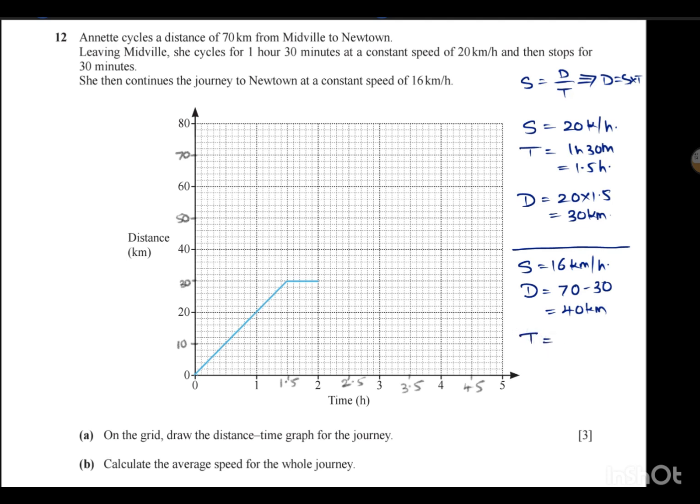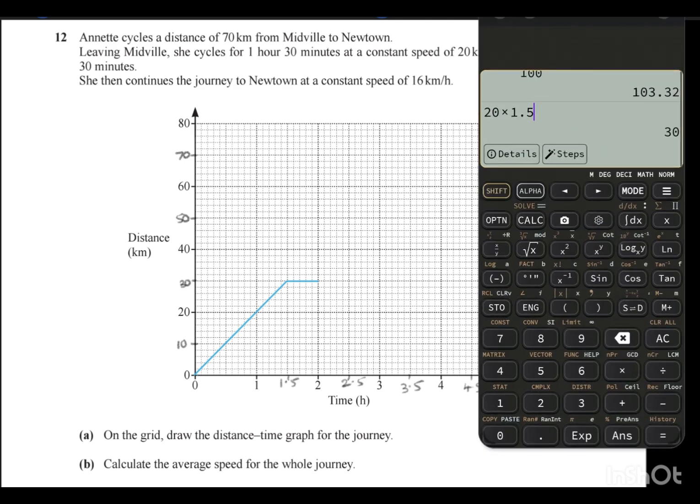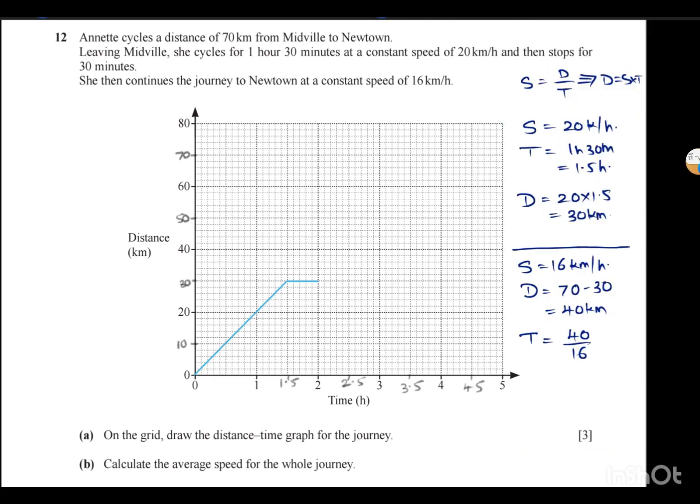So time will be distance by speed. So 40 by 16. 40 divided by 16 is 2.5. So that means it is 2 hours 30 minutes. 2.5 hours was the time taken.